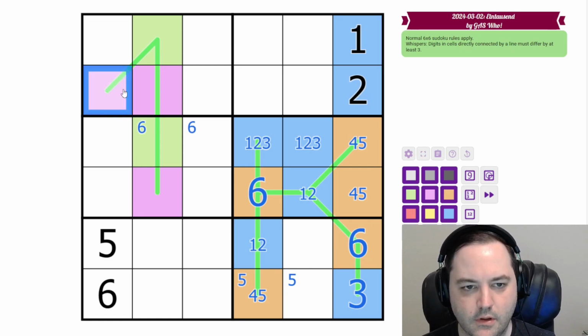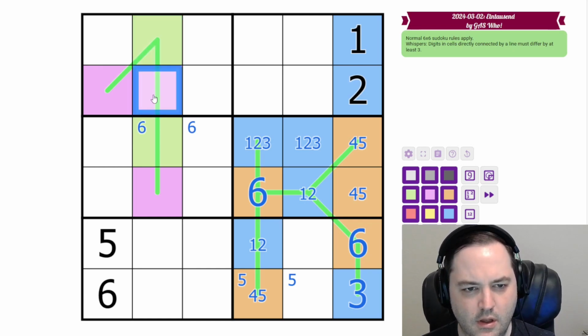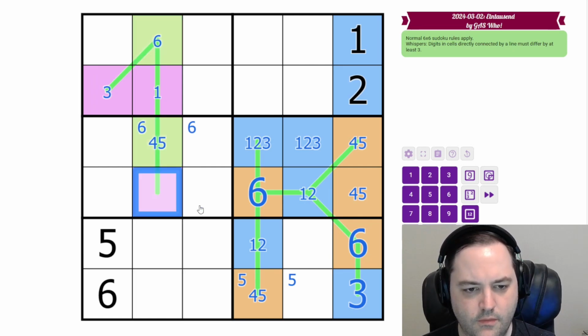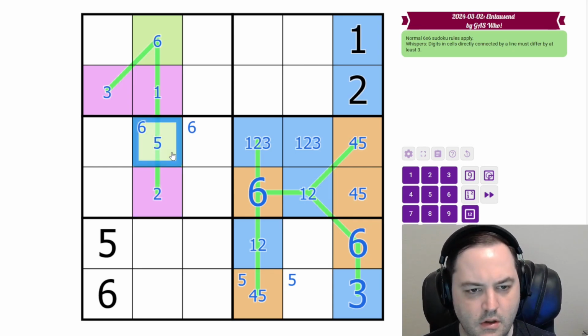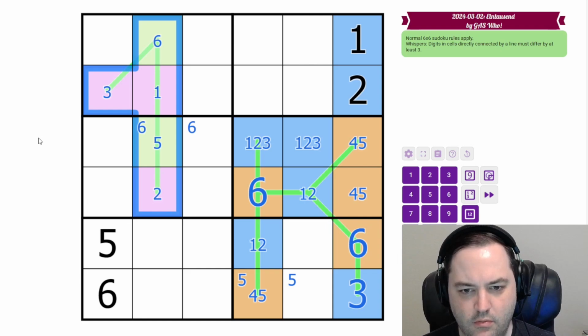If purple is low, this has to be 1, 3. We have to have a 6 here. Go in between. And this would have to be the 1. So like this. 5. 2 there. So that's 4. So that's forced if purple is low. And I don't think that causes problems.